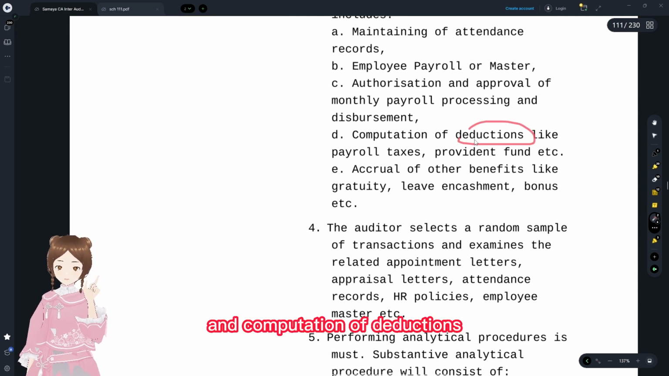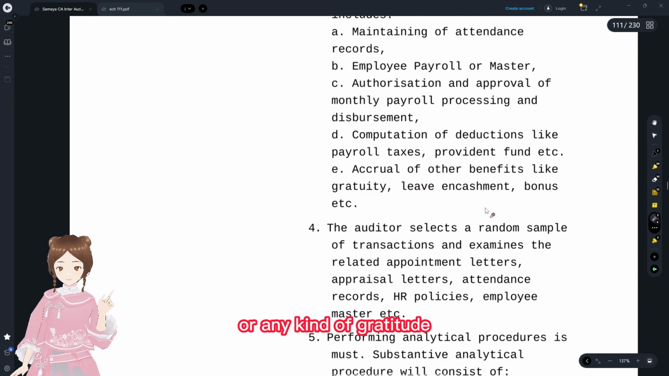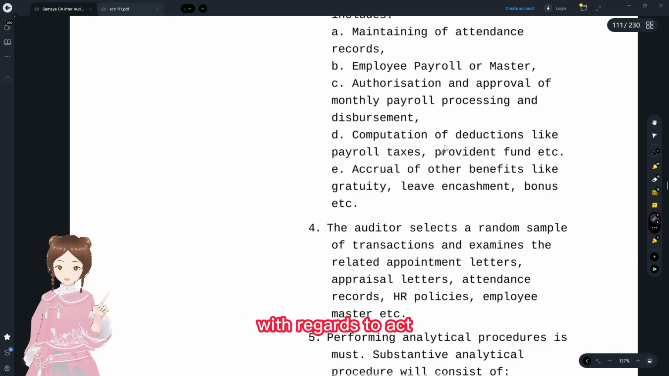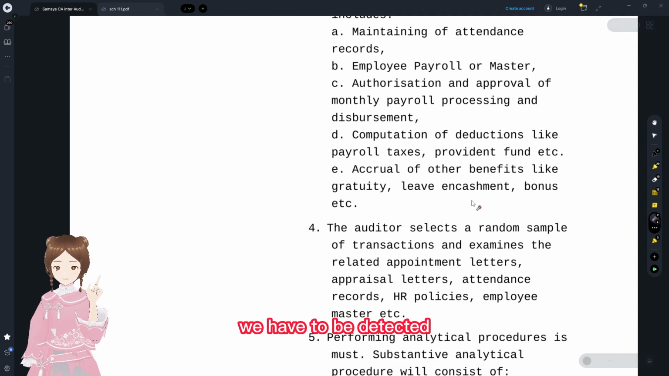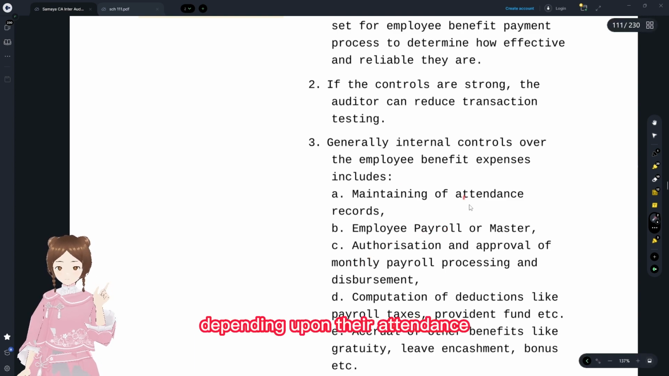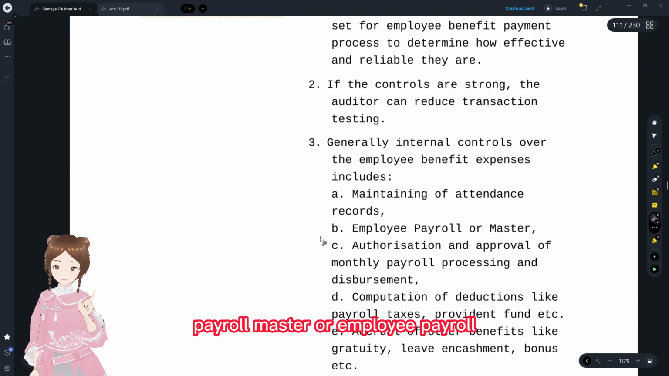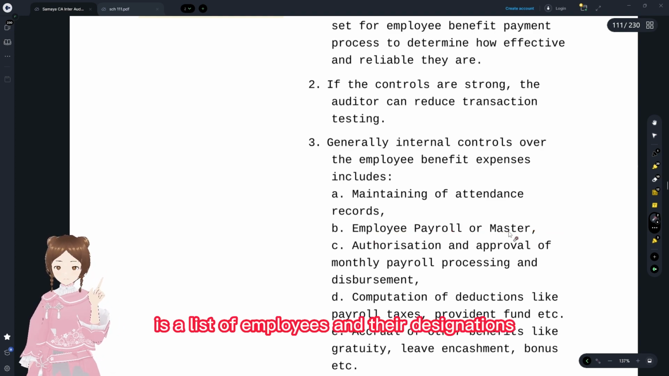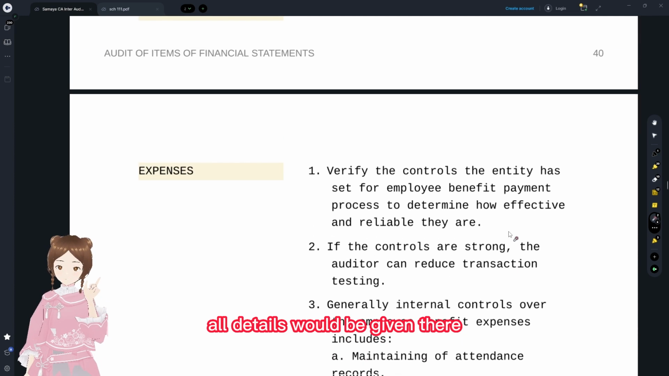And computation of deductions like payroll taxes or provident funds or any kind of gratuity, leave encashments. These are with regards to the act. All the benefits with regards to the act have to be deducted, and someone has to authorize the payment depending upon the attendance and the payroll master. Payroll master or employee payroll is a list of employees and their designations and their basic pay. All details would be given there.